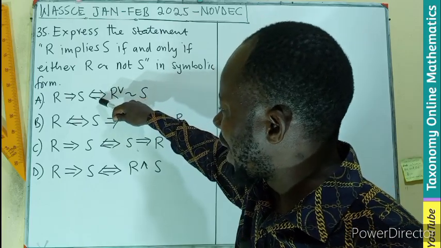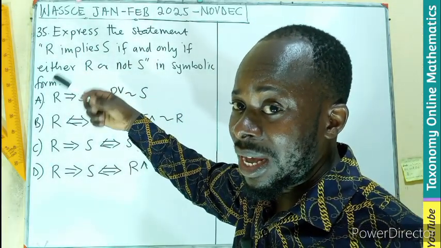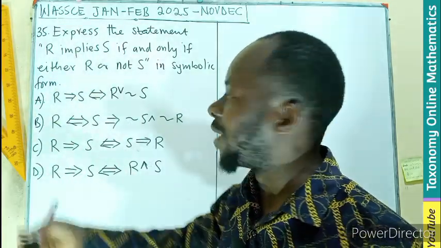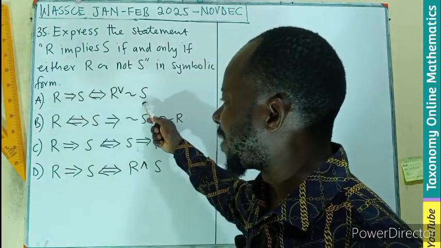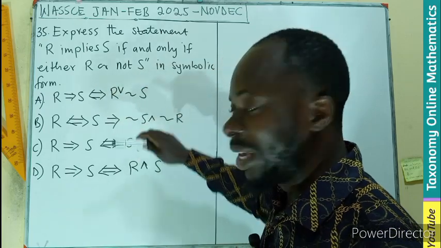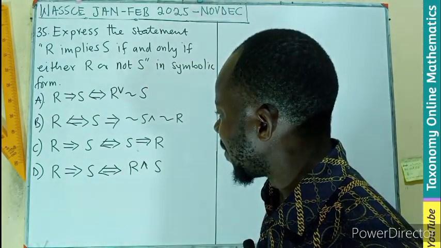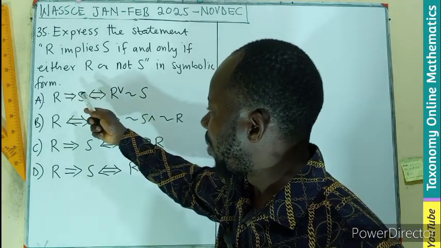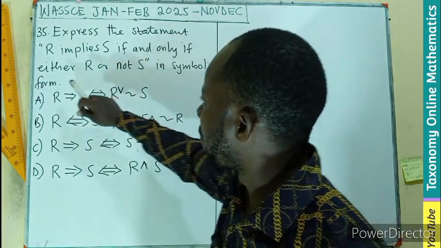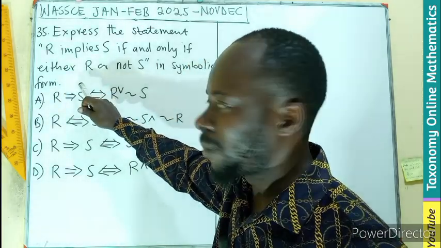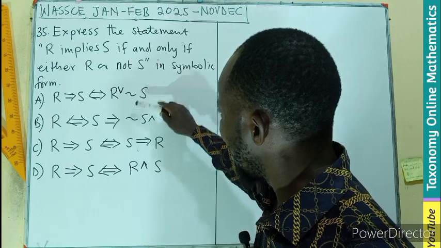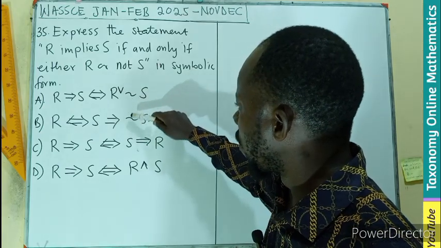Then this symbol means that either this side is true or the other side is true, meaning this side and this side. So I'll be going for this, and this, meaning B is automatically out of the race. Now, R implies S in the three places. Then we are looking for either R or not S. So the symbol here is looking for or not S.